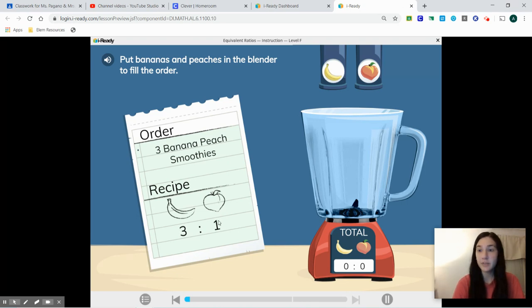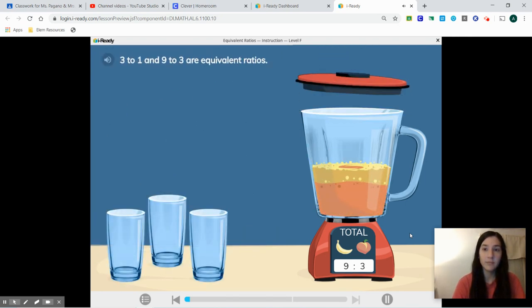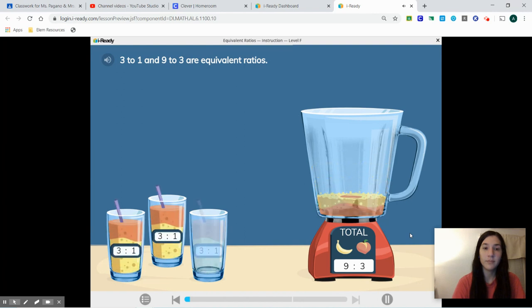We want to triple this recipe. So we want to do 3 bananas times 3, so it's going to give us 9 bananas. Okay, and 1 peach times 3, which is going to give us 3 peaches. That's it. There are 9 bananas and 3 peaches in 3 smoothies. 3 to 1 and 9 to 3 are equivalent ratios, which means that they represent the same relationship between the quantities.